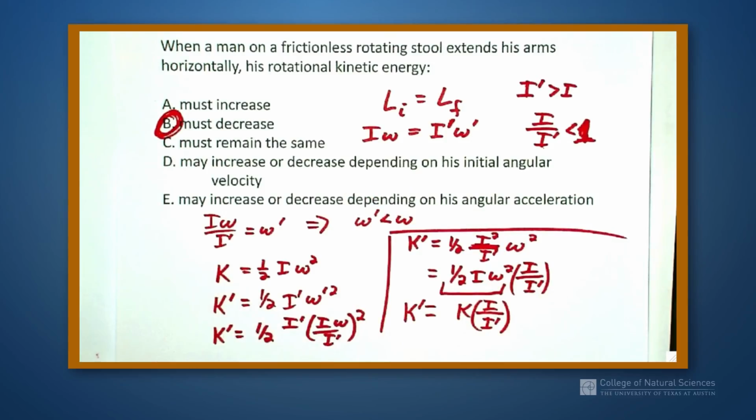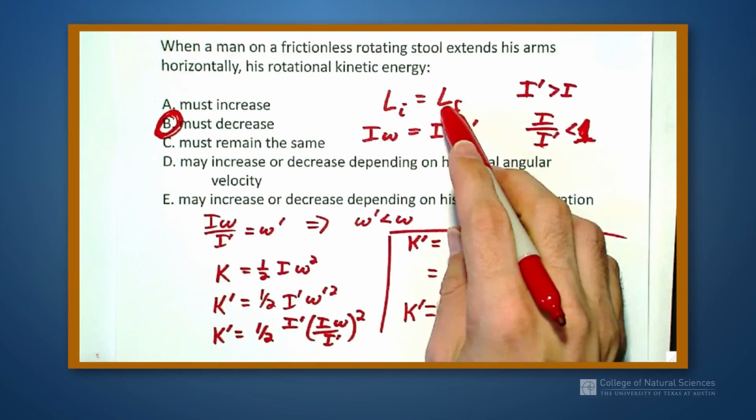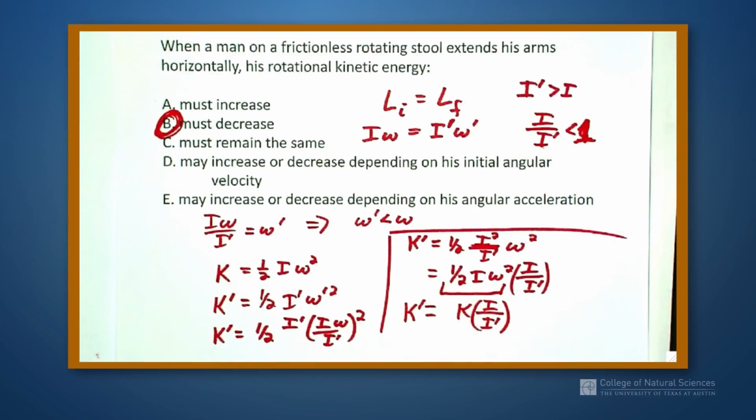So my rotational kinetic energy decreases as I extend my arms if I'm rotating on a stool. It's a little bit of an abstract problem, but we were careful. We just set everything to prime and got an equation that had some original values in it. So not that hard of a problem. We just had to be careful with our primes and our not primes.